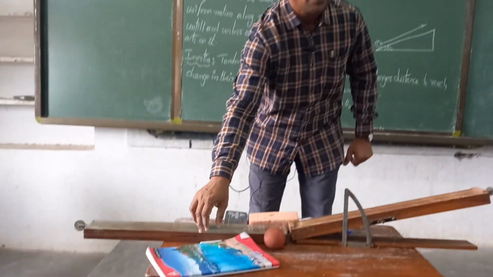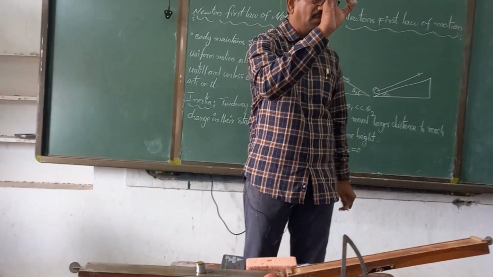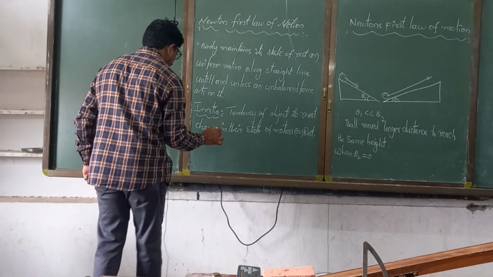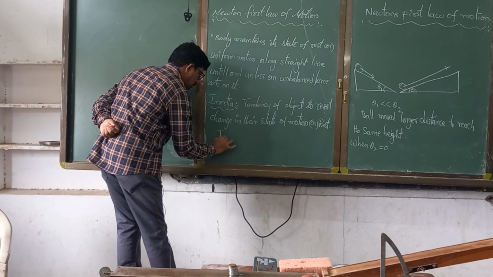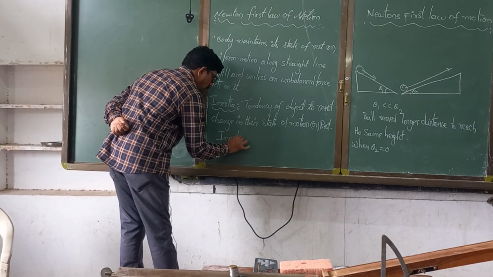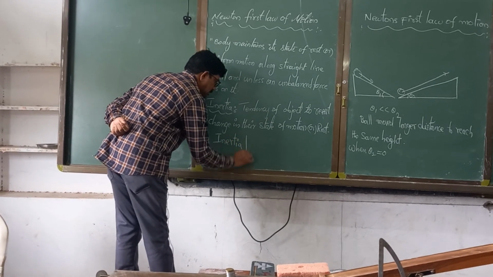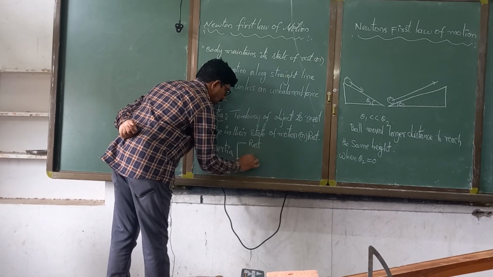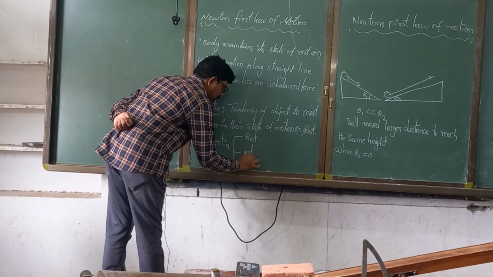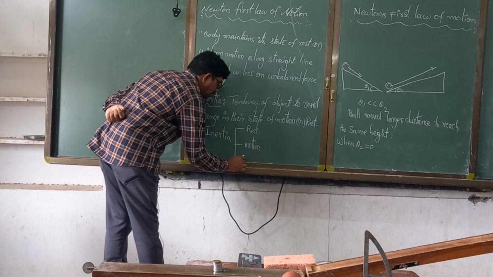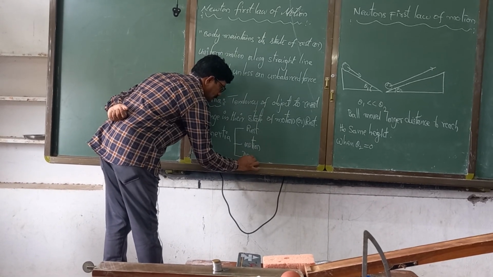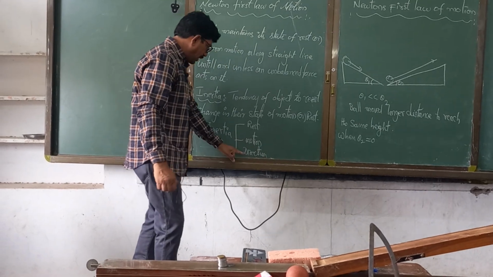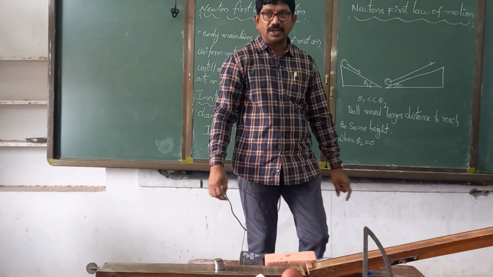So, inertia is of two types. One is the inertia of rest and inertia of motion. Inertia is how many types? Two types. Inertia and another one is also there. We will discuss. Inertia is inertia of rest, inertia of motion, inertia of direction. For example, I will give an example for direction, inertia of direction.